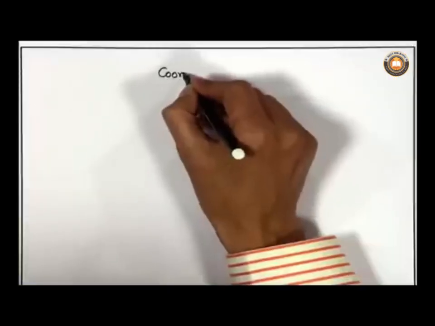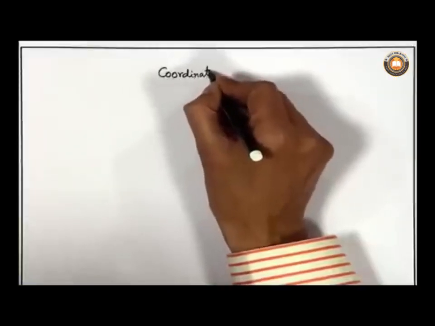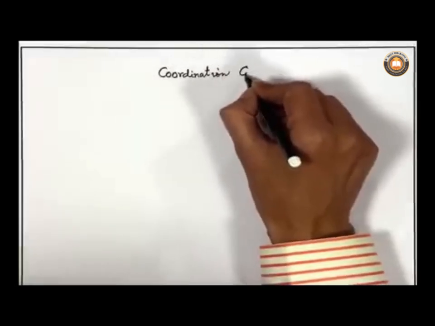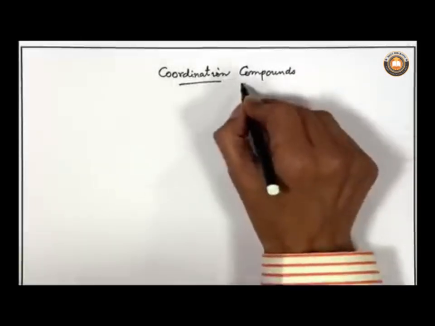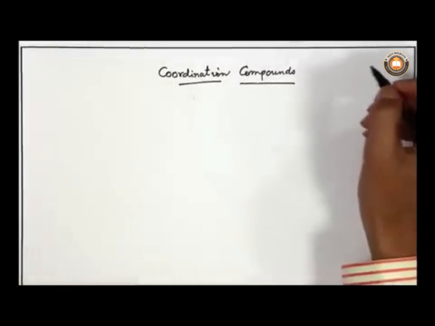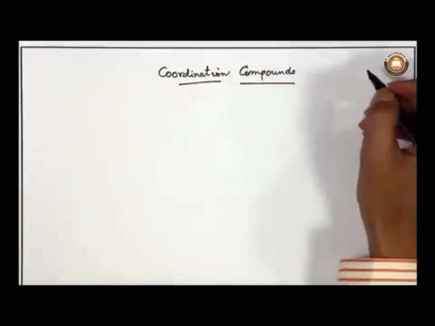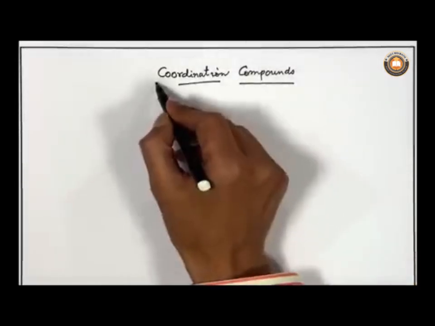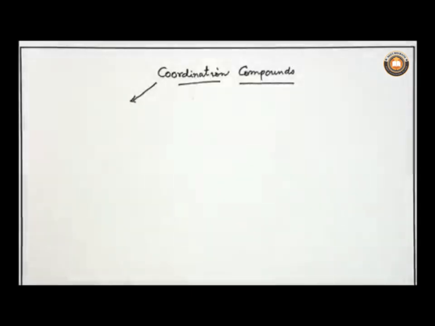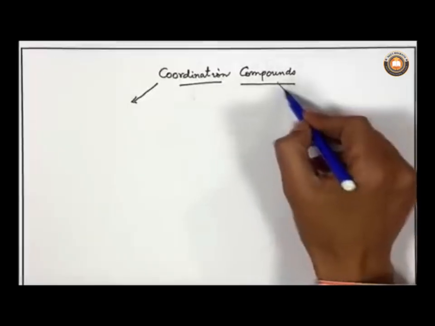Good morning everybody. In this chapter we will be talking about coordination compounds. There will be 6 classes. Today we will introduce what we know about the different coordination compounds and their names, because we know that these are chemical compounds as well.